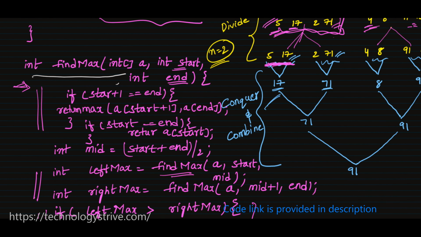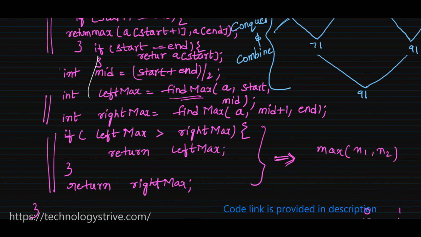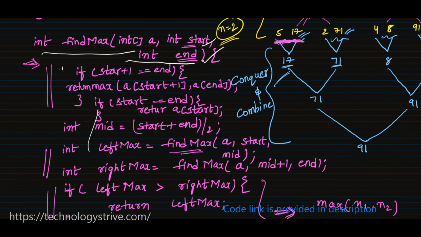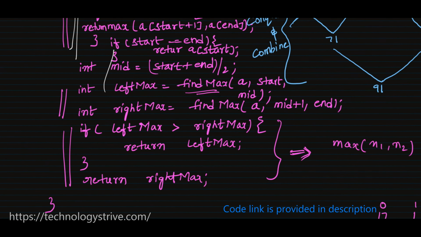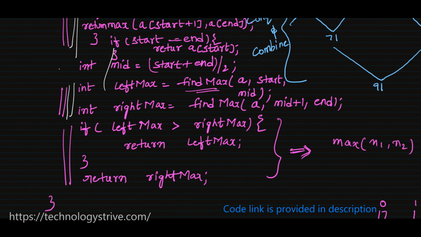The method call is exactly the same, just there is a change in start and end. This is the state change, right? We are calling the same method again and again until we get one of these base conditions, and finally we are combining the solution. So here we got the solution and then we combine it. So this is how recursion works.